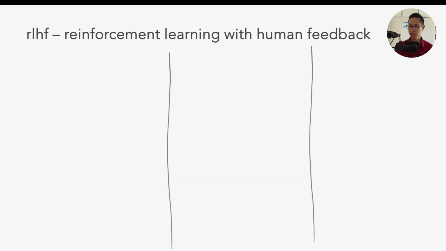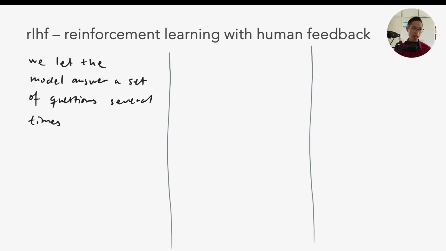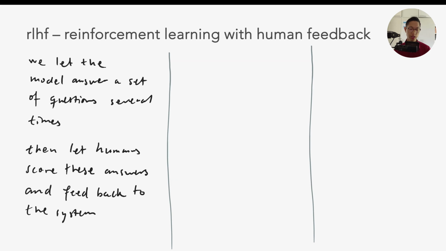Then in order to get it to become good, to answer in a way that we want it to answer, we have something called reinforcement learning with human feedback, RLHF. We let the model answer a set of questions several times. You can generate a lot of different answers. We have different temperatures, we get different types of answers. And then we let a lot of humans, very lowly paid humans unfortunately, score these answers and feed back to the system how good these answers were.